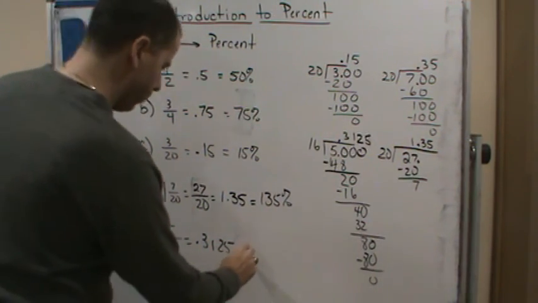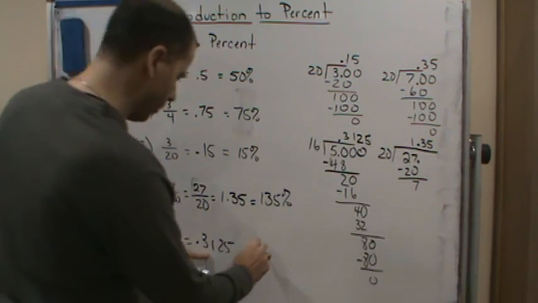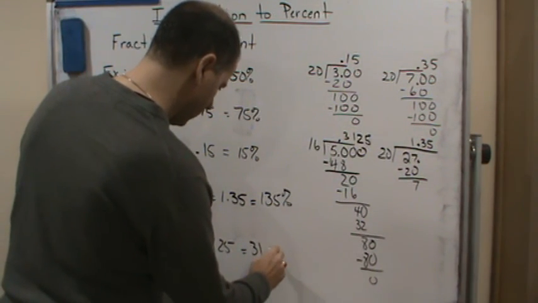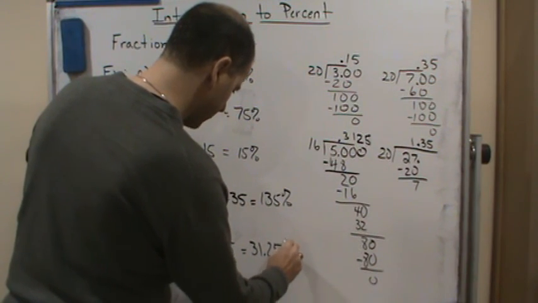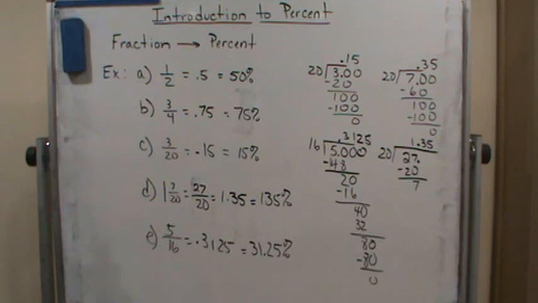And so we get 0.3125. Now, change this to a percentage. Well, what are we going to get? We're going to get 31.25%, because all you do is multiply by 100 and add the percent sign. And that's the answer. Have a great day.